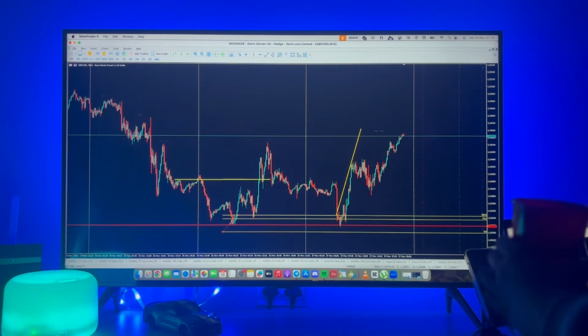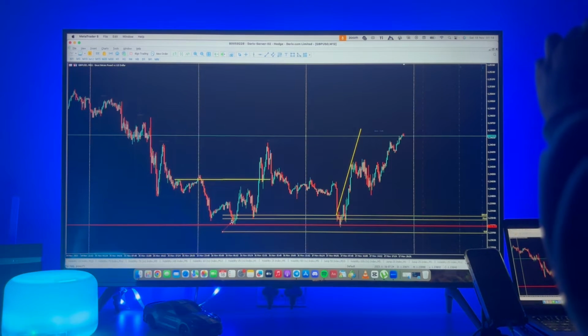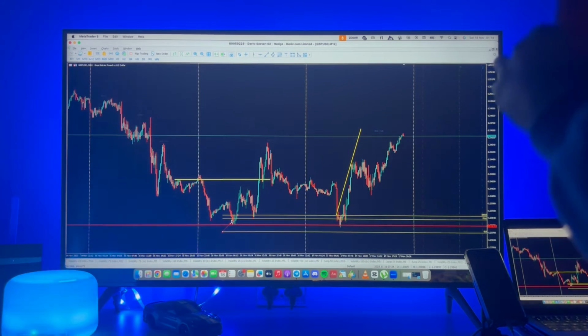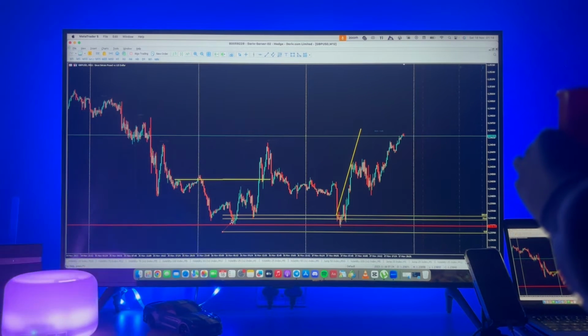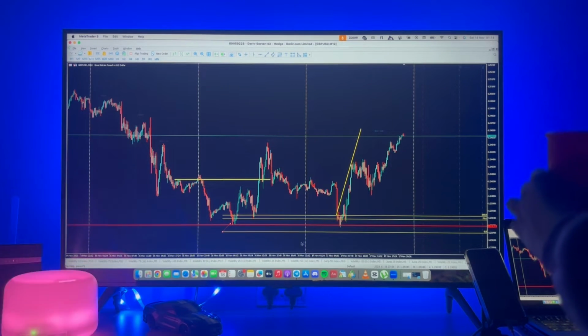So maybe let's try and look at another pair, see if we can find the very same entry criteria that we used here. But if you followed all the steps using this strategy, then you would have made bank, no doubt, as you can see, right?